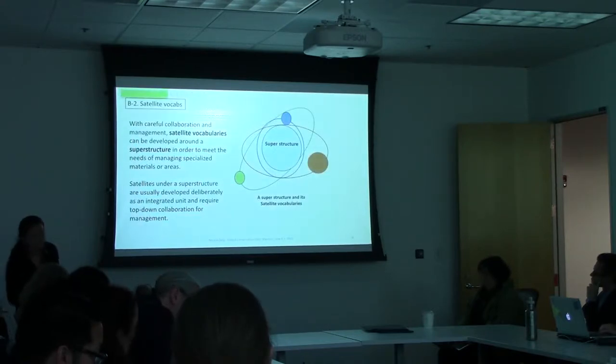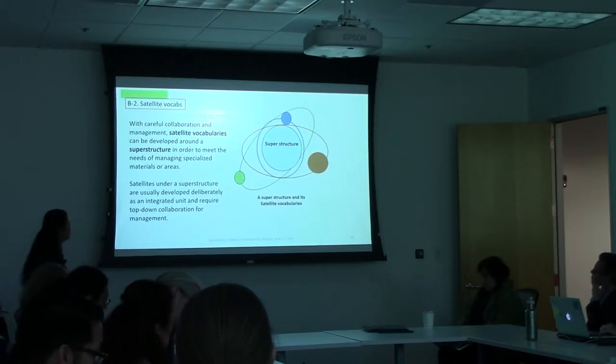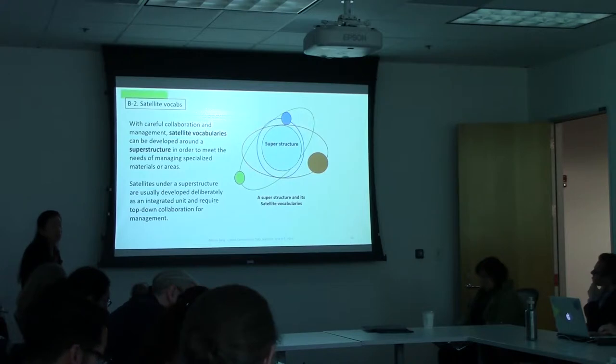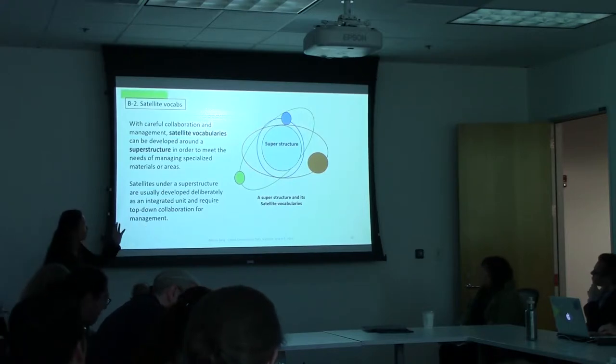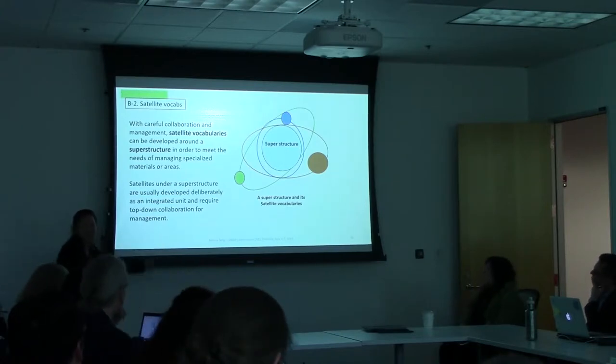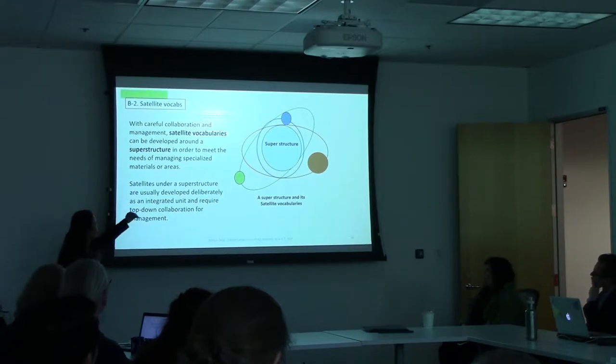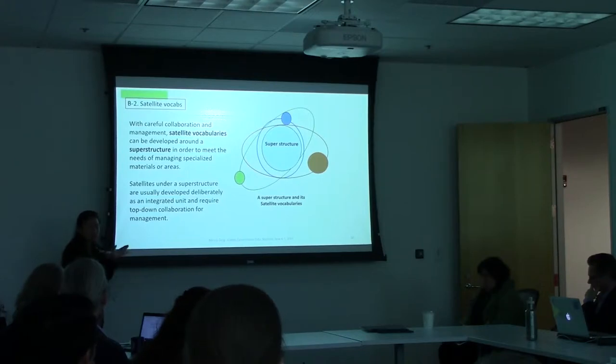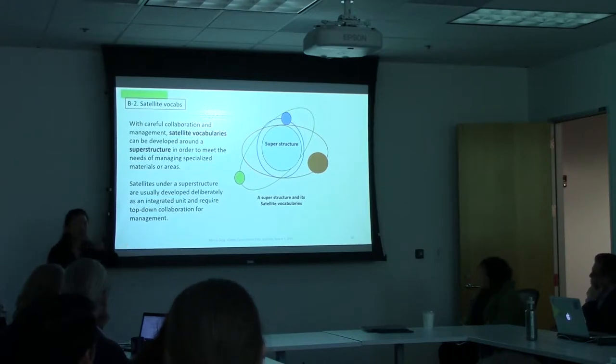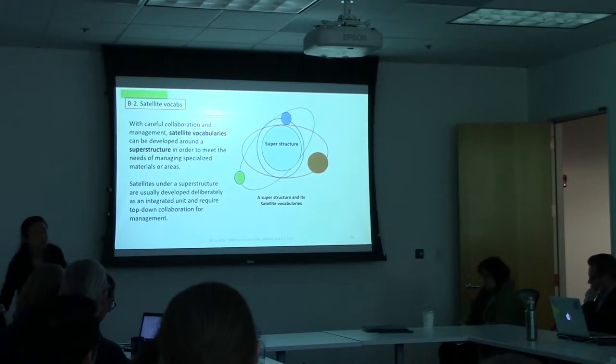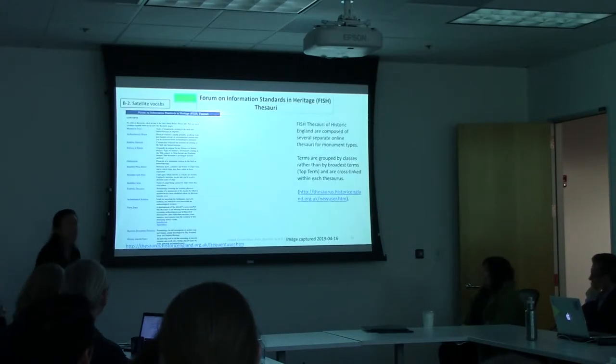Then there's another one that we really need to think about seriously, the so-called satellite vocabulary. Satellites require you to have a superhero in the middle, and then everyone else is a satellite. It's coordinated and top down. Because we find the superstructure is not enough or not perfect, we develop satellites around it. However, it has to be consistent. And so this is the fish.